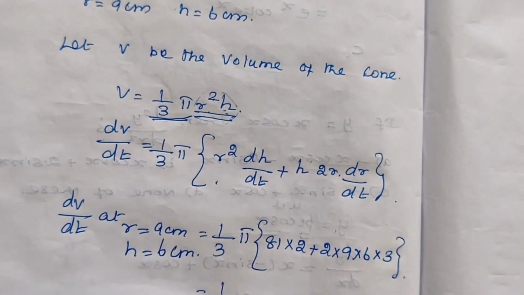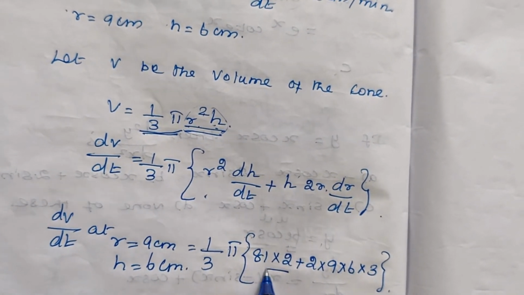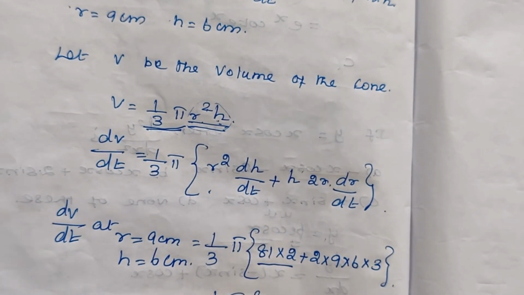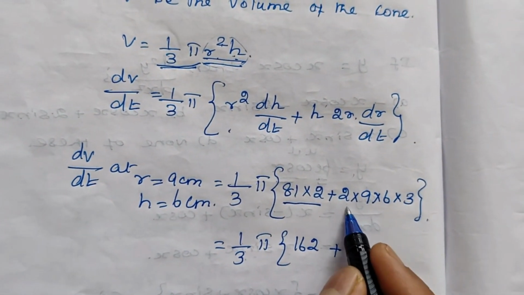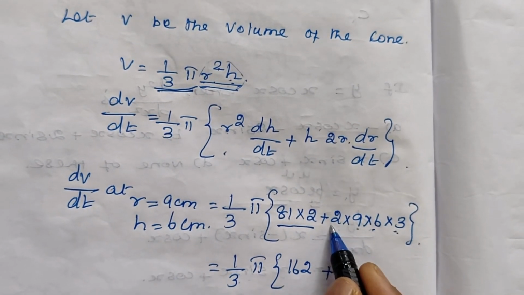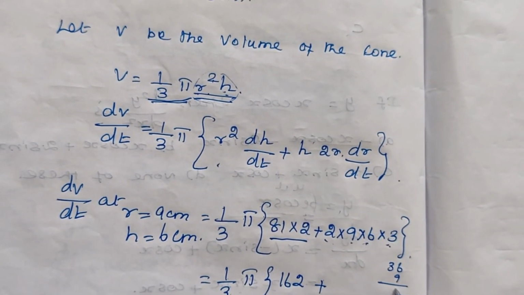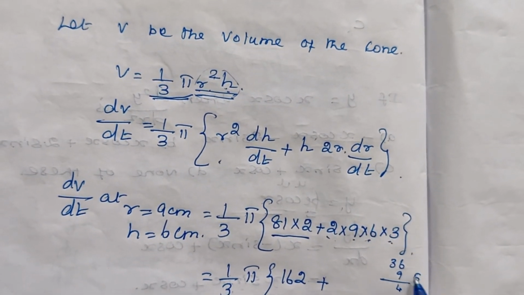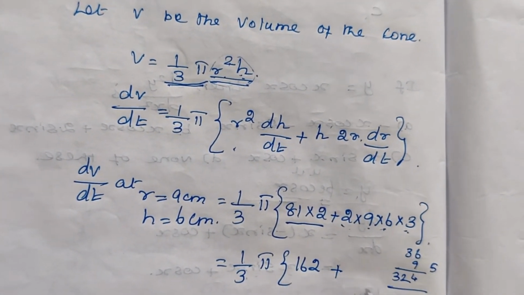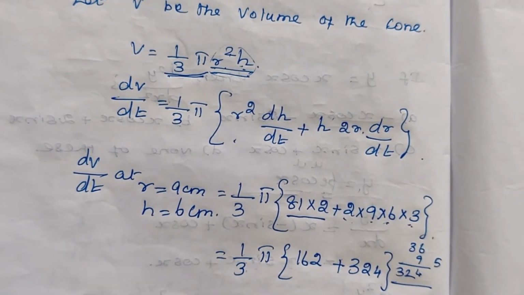So what do you get? 1 by 3 pi. So first this one, 81 into 2. 8 twos are 16, plus 2 into 9 into 6 into 3. So 6 threes are 18. 18 twos are 36. And 36 nines are 324. Next you have to add.